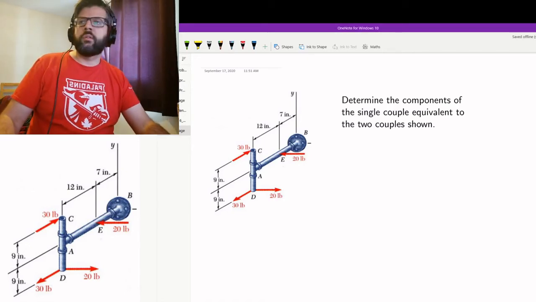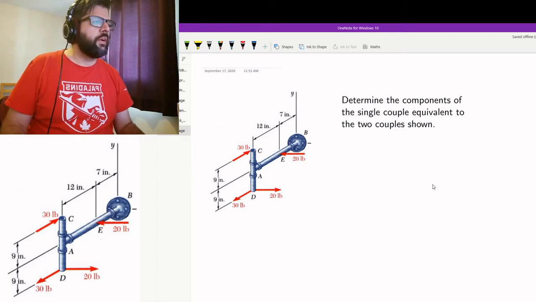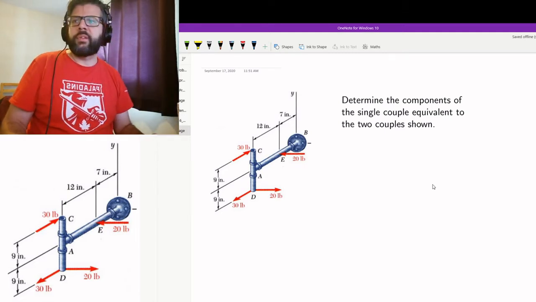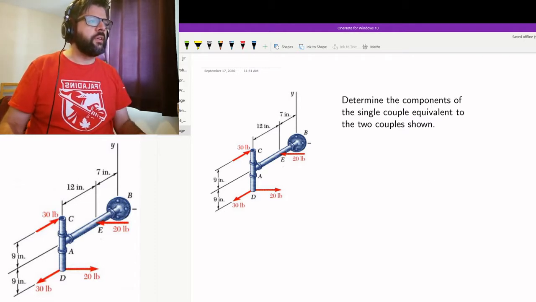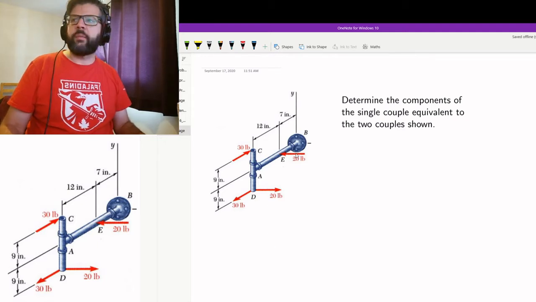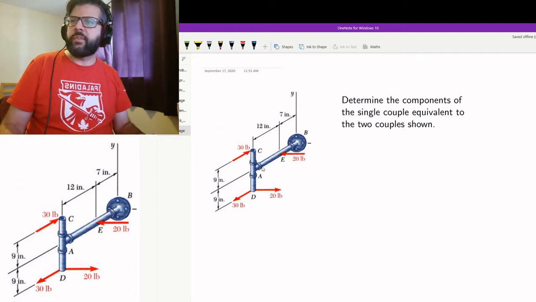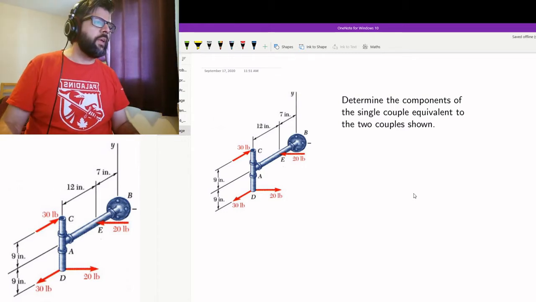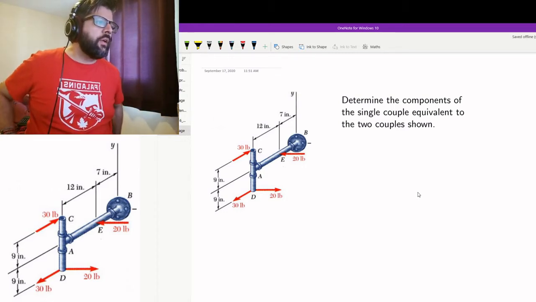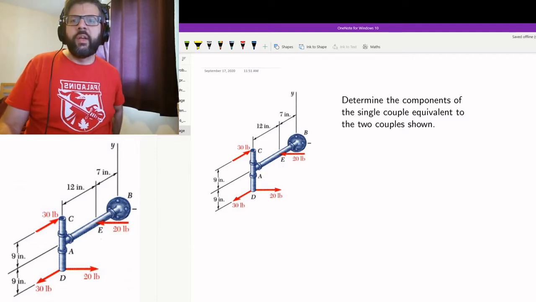Okay, so first example on how to calculate the moment of a couple. We've got four forces here, but we realize that since these 20-pound forces are acting parallel and opposite to one another, and these 30-pound forces are acting parallel and opposite to one another, separated by distance, those each form a couple. So we can figure out the magnitude of those couples, and then combine them all into a single equivalent moment.